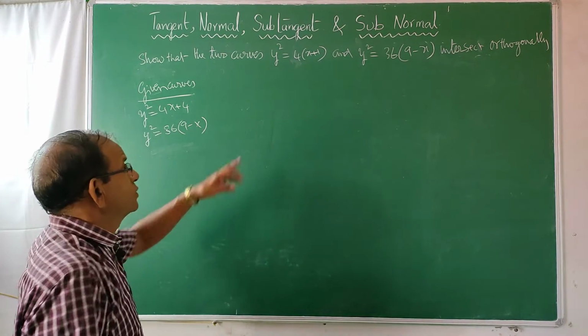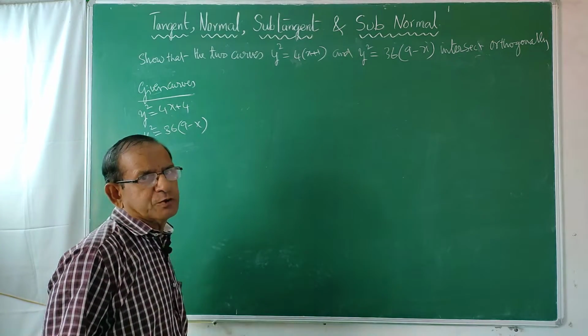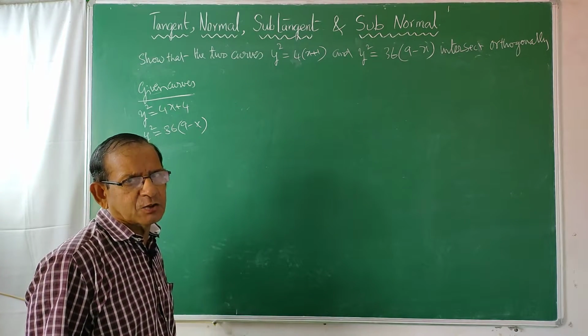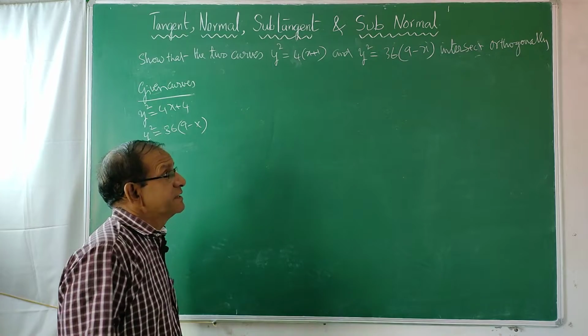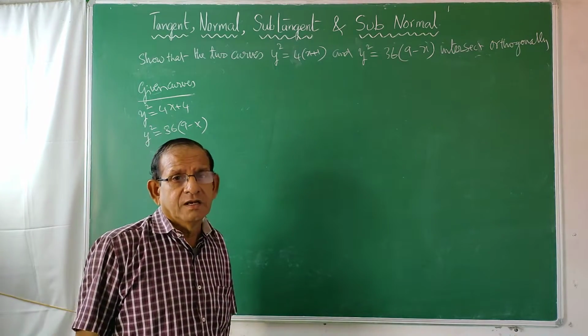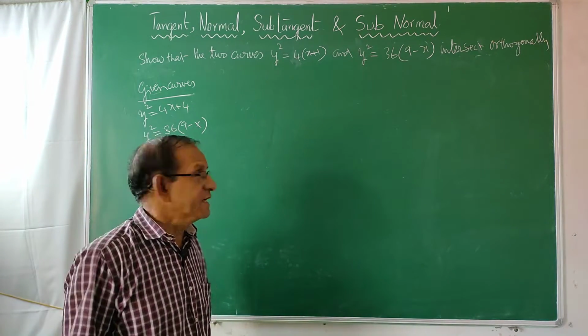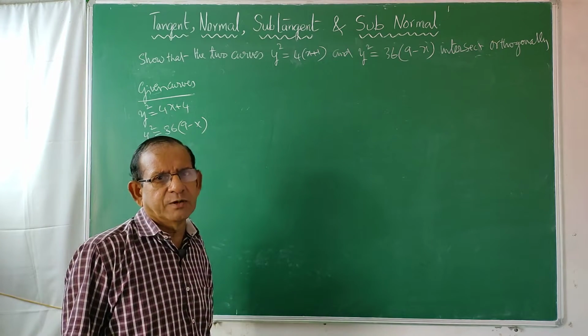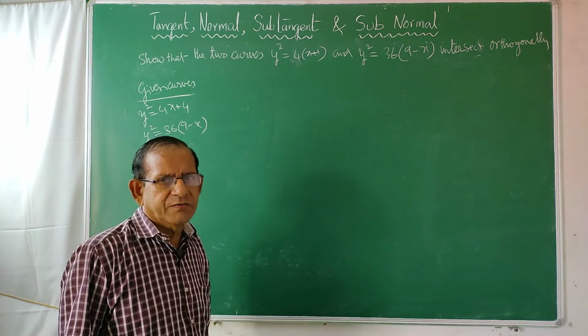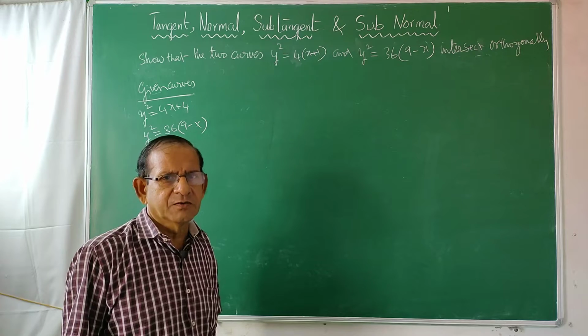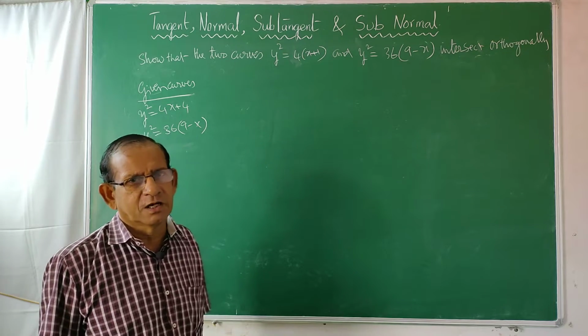Now here two curves are given. We have to show that those two curves intersect orthogonally. So what is the condition for orthogonality? You have to find out the slopes of the tangents at the point of intersection. We have to take them as m1 and m2. If m1 into m2 is equal to minus 1, then we can say that those two curves intersect orthogonally.